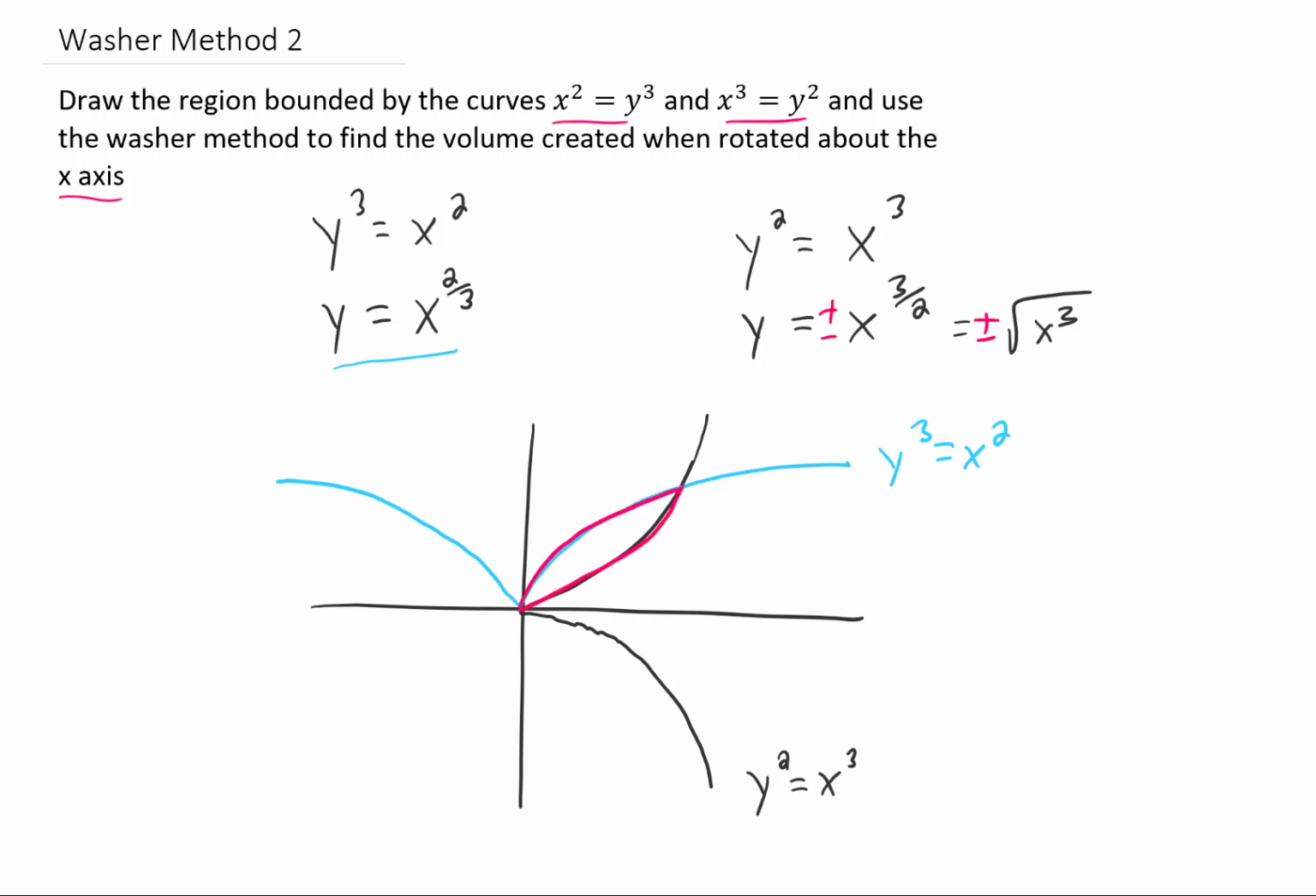and we're going to rotate that about the x-axis, and we're going to use the washer method, meaning we're going to slice this region up like this. We're going to rotate it around the x-axis, and it's going to give us all of these little volume elements that look like washers.